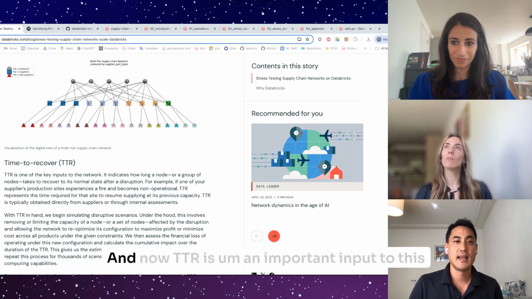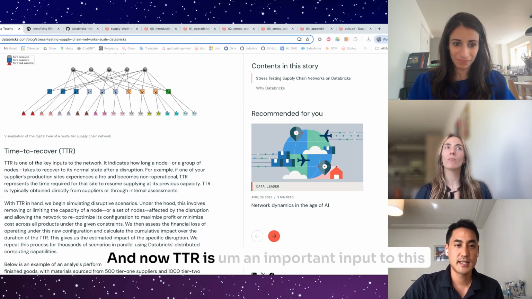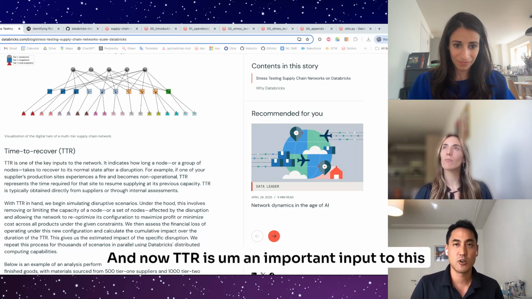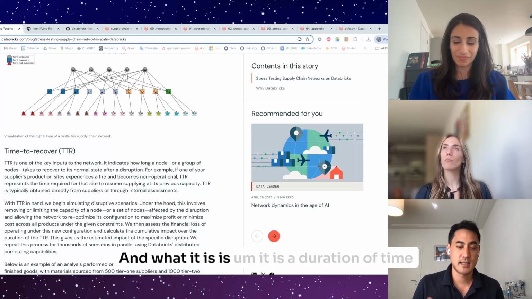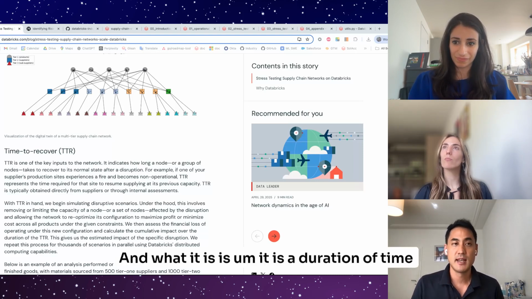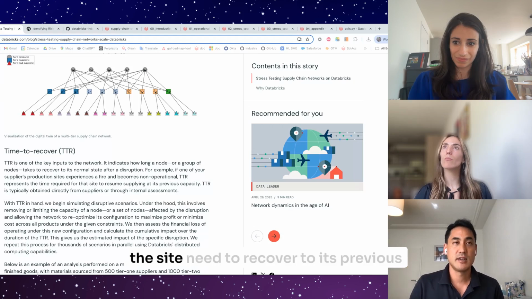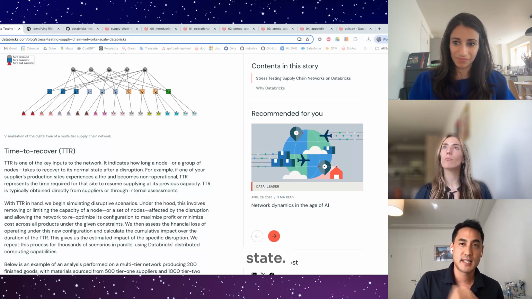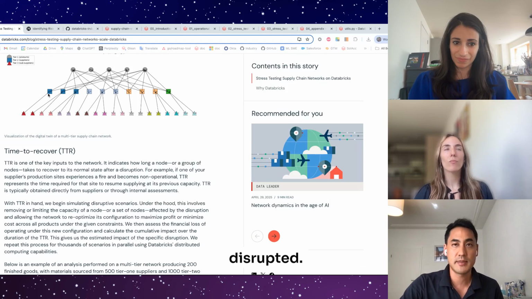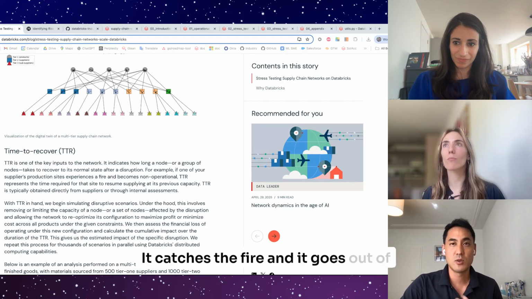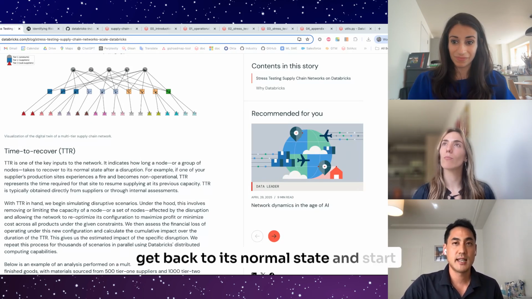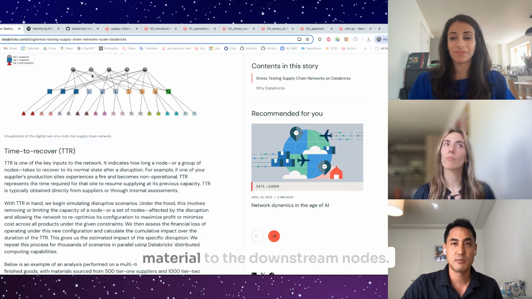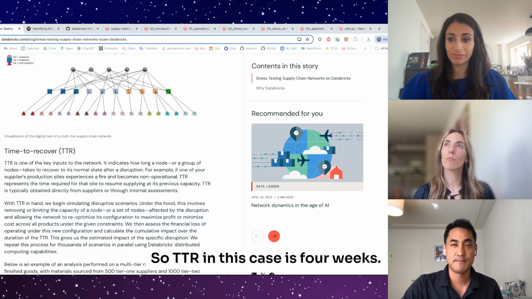And now TTR is an important input to this optimization problem. It stands for time to recover, and it is the duration of time that the site needs to recover to its previous state. So imagine you have this one node being disrupted. It's a factory. It catches fire and goes out of operation. And it needs 4 weeks for this factory to get back to its normal state and start producing like before and start supplying its material to the downstream nodes. So TTR in this case is 4 weeks.